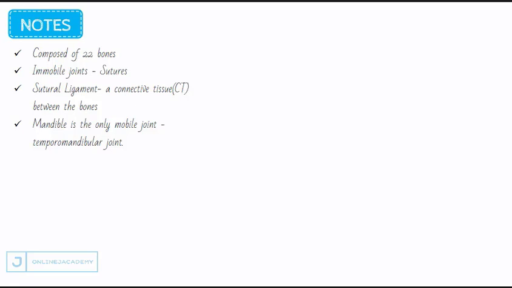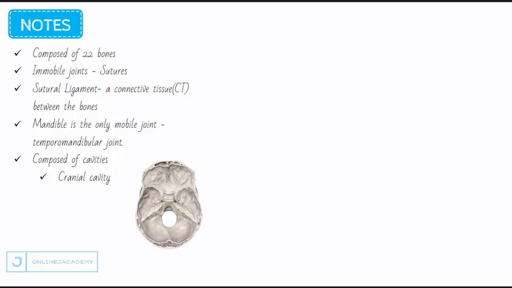So the skull itself is composed of certain cavities, which we call the prominent cavities. So we have the cranial cavity, and the cranial cavity is composed of three main parts or fossas. We have the anterior cranial fossa, the medial cranial fossa, and the posterior cranial fossa. All right, so let's move forward.